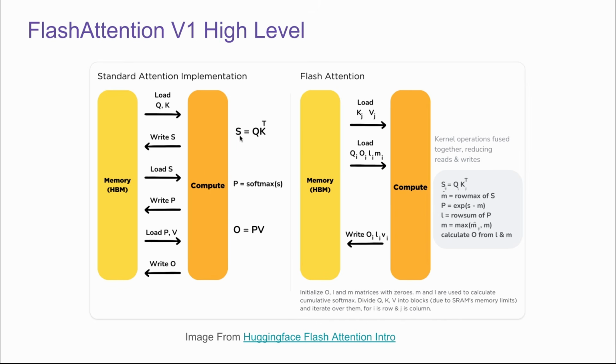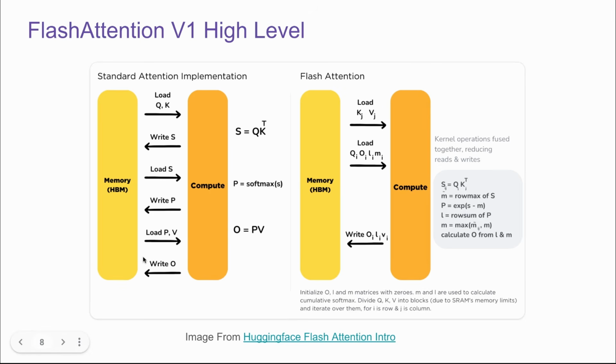In order to calculate S, we have to load Q and K, and then write S back to HBM because the size of S is too big. It's n by n. To calculate the softmax probabilities, we need to load S from HBM again, and after computation, we have to write P back to HBM for the same reason. It's n by n. And for the output, we have to load both P and V and write O back after the calculation.